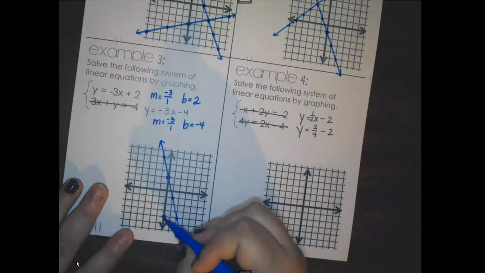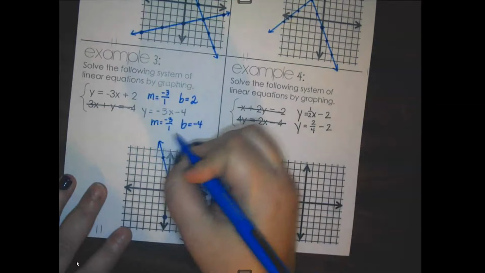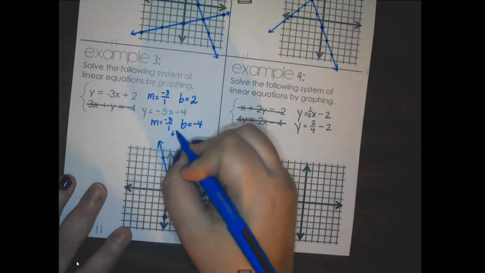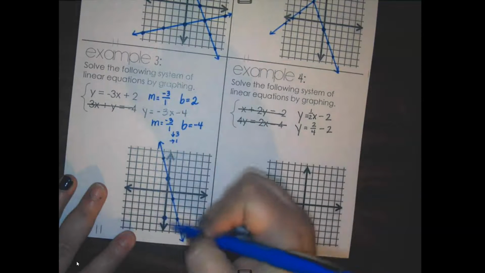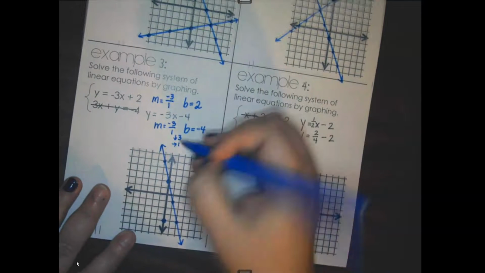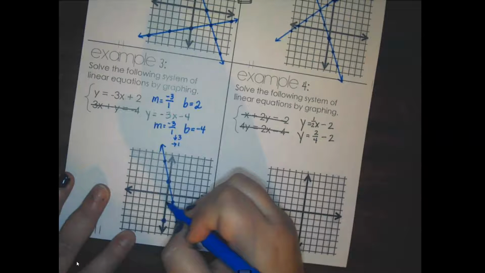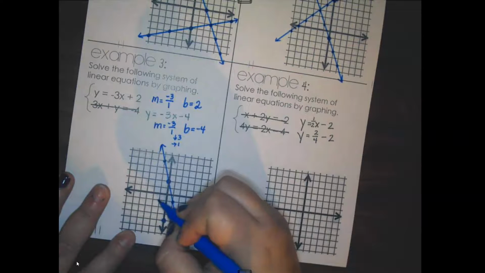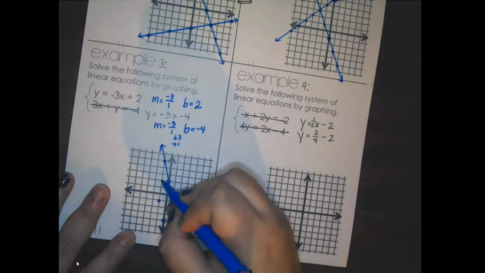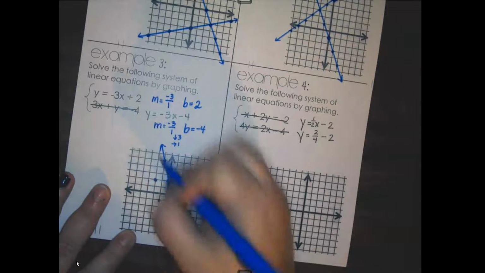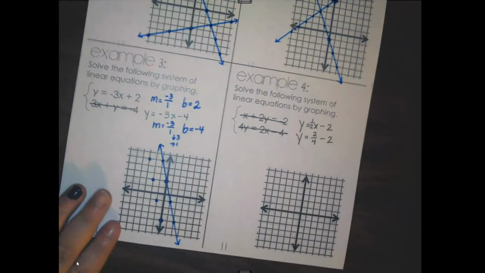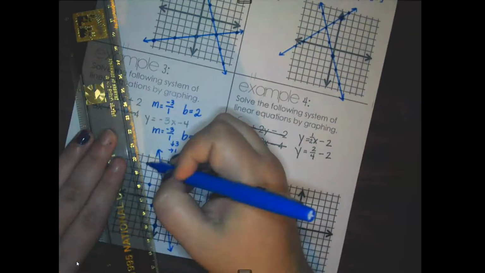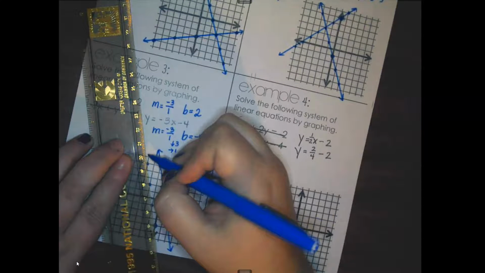And we're supposed to go down 3. So I'm going to mark this. It's supposed to be down 3 and to the right 1. But I can't do that. I ran out of space. So I'm going to do its opposite. I'm going to go up 3, 1, 2, 3, and to the left 1. Again, up 3 and to the left 1. And I'm going to go ahead and draw that line.